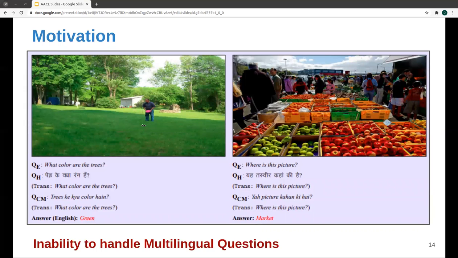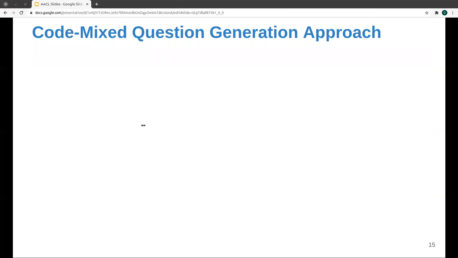Let us consider the examples shown here. Here I'm showing two examples taken from our work. The majority of the recent state-of-the-art visual question answering models are capable enough to provide the correct answer when the user asks the question in English. But our study reveals that the same model could not predict the correct answer when the same question was asked in Hindi or English-Hindi code mix.